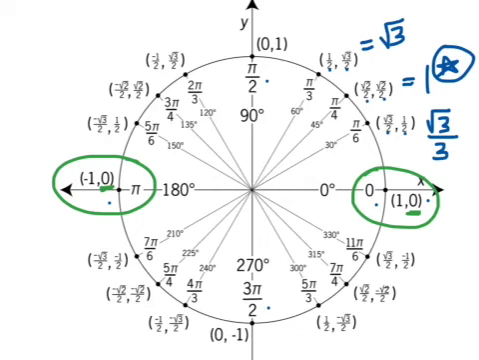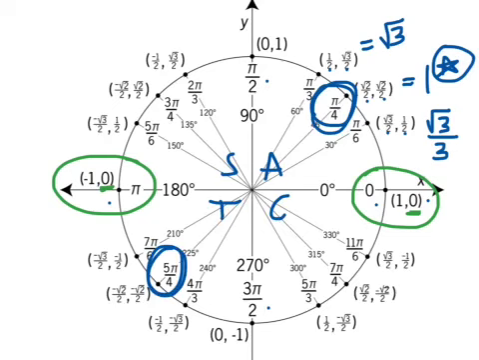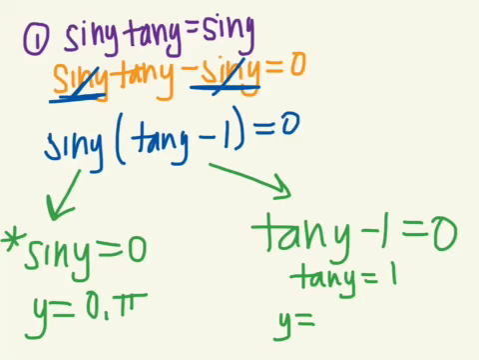Alright, so we're looking for where tangent is equal to positive 1. So pi over 4 is going to be one of our answers. And then if you remember, tangent is also positive in the third quadrant. So 5 pi over 4 is also going to be one of our values. Alright, so we said pi over 4 and 5 pi over 4.